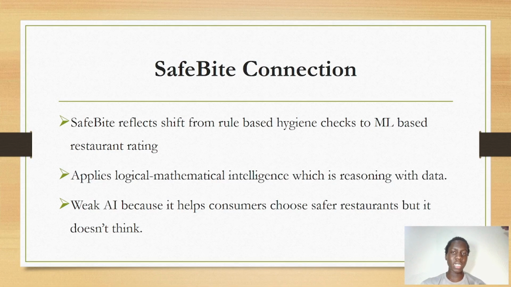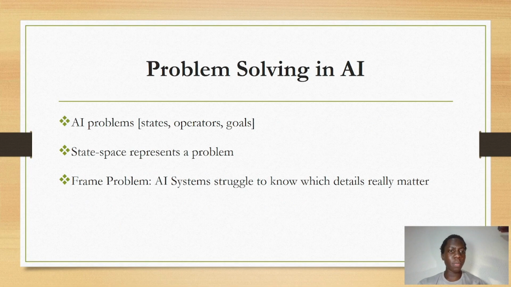So in artificial intelligence, problems are often described in terms of states, operators, and goals. A state is the current situation of the problem, the problem you have at hand. And then operators are the actions that can be done to get you from one state or situation to another of the problem being solved. The goal is a final desired outcome, like where you want to be.